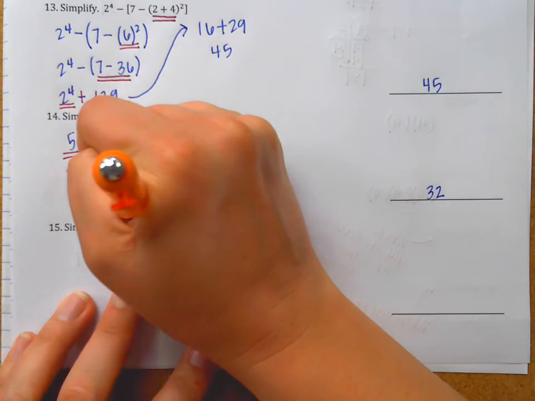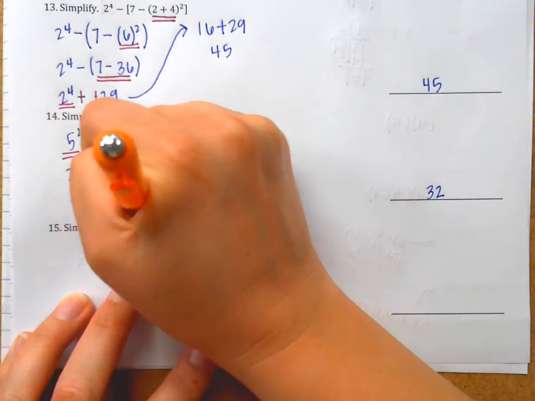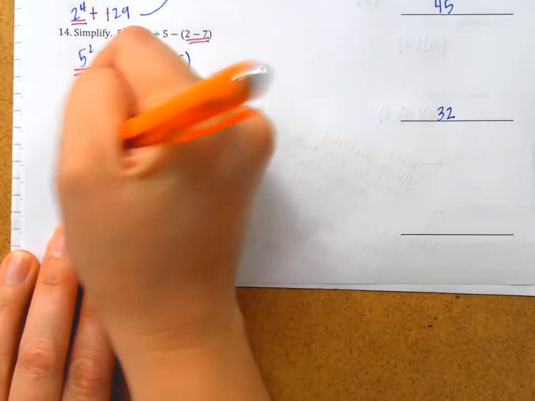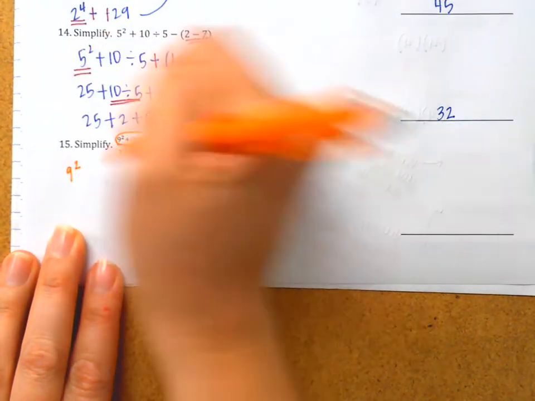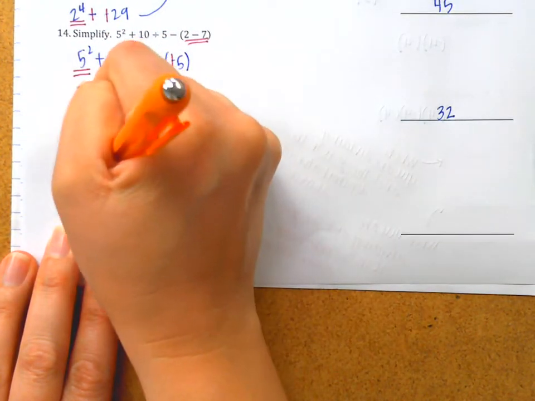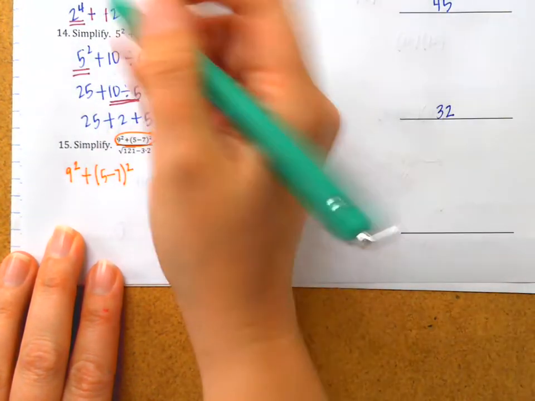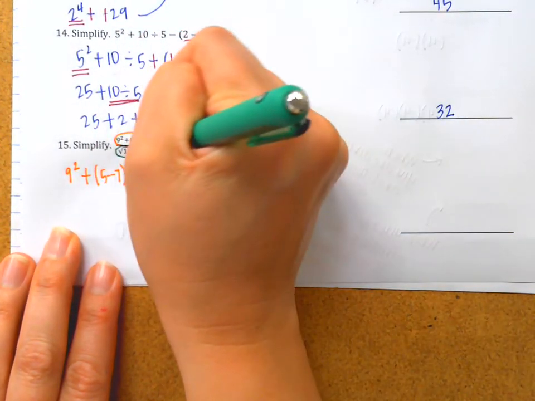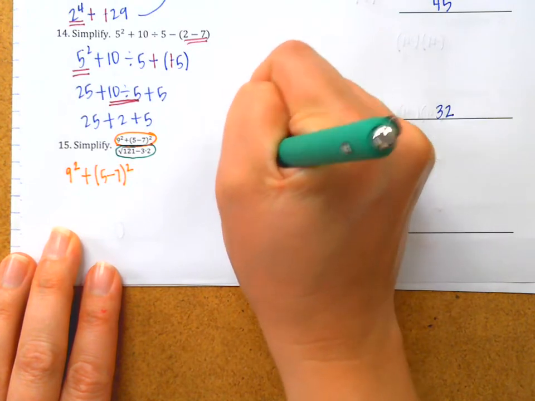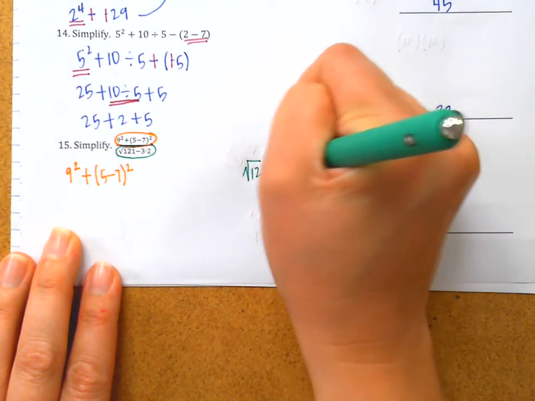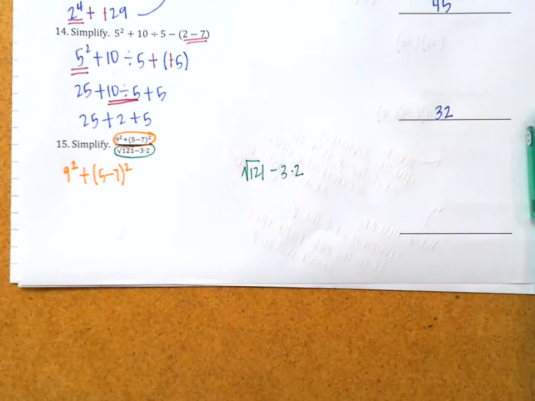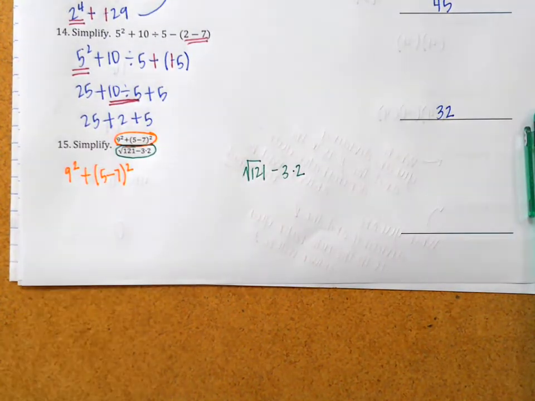So the top is that 9 squared plus 5 minus 7 squared. And then the bottom, I'm going to do totally separate in a minute, the square root of 121 minus 3 times 2. So let's deal with this one first.